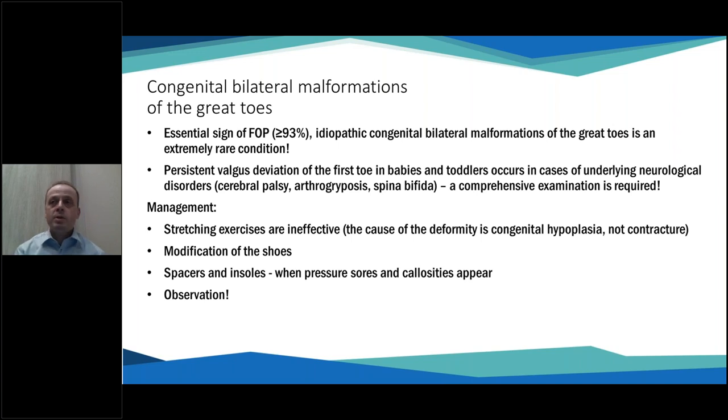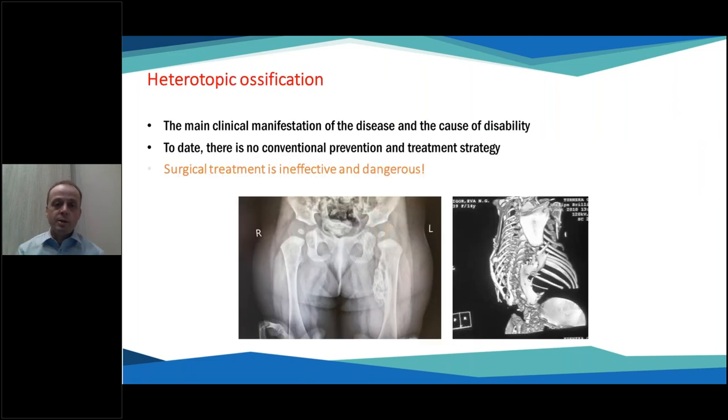Regarding the management, the parents of children with FOP quite often ask us what to do, should we do something with the hallux valgus. Stretching exercises are ineffective because the cause of deformity is a congenital hypoplasia, it's not a contracture. A modification of the shoes is the best recommendation. Spacers and insoles when pressure sores and callosities appear are helpful, but they don't solve the problem. And an observational strategy is the most logical in this condition.